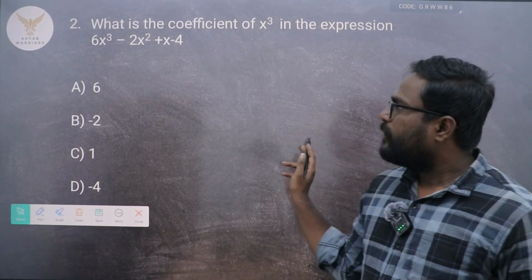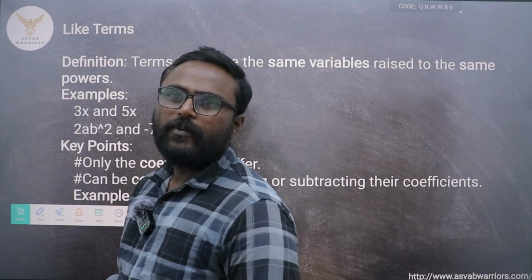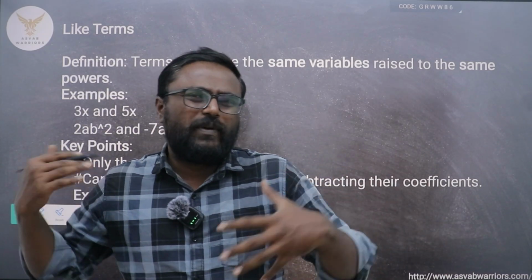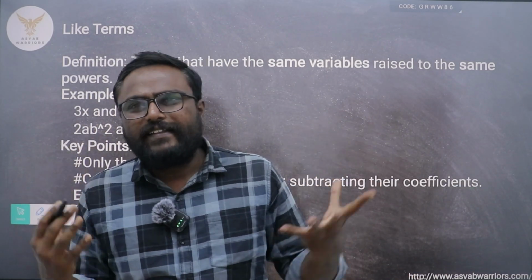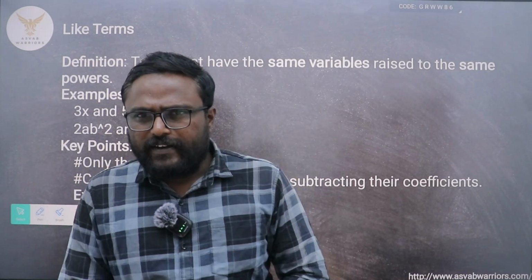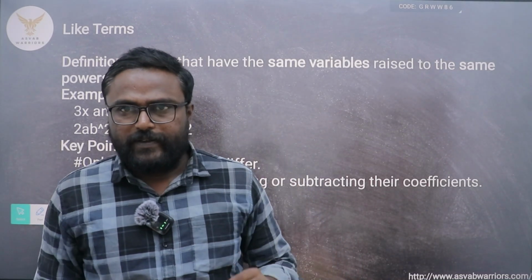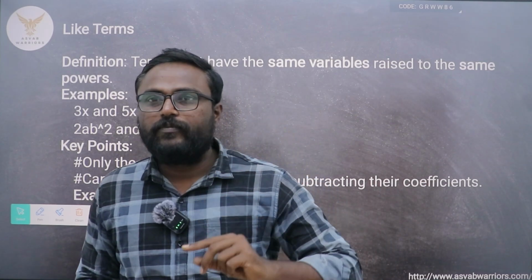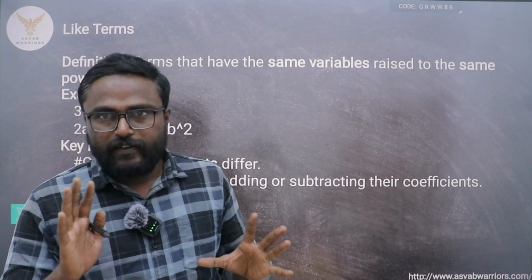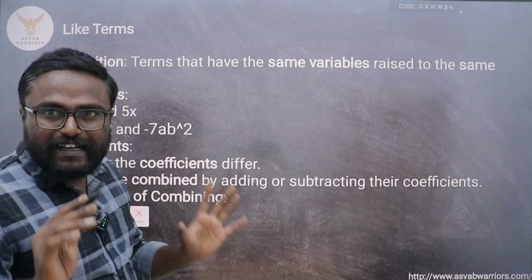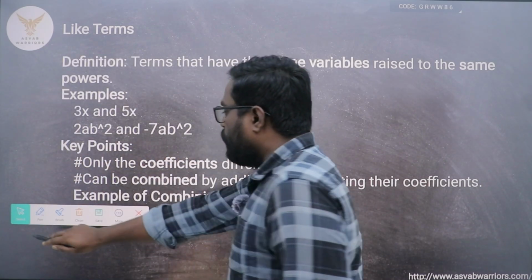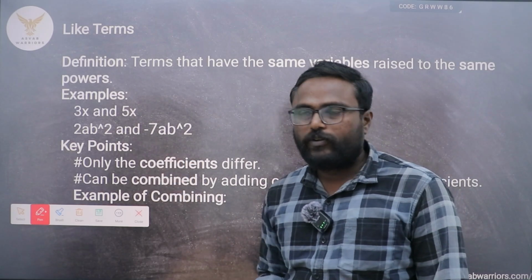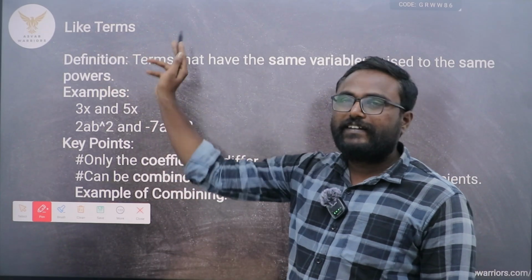Now you guys must be wondering all the time what we add, how we add, what we don't add, what we multiply, what we don't multiply in expressions. It is very complicated sometimes, but remember there are two types of terms. One is like terms, the other is unlike terms. I'll explain like terms first and then you'll understand unlike terms naturally.